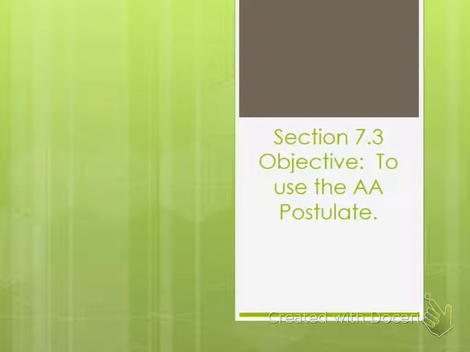So far we've talked about similarity with polygons. We had to know two things. We had to know that all of the corresponding angles were congruent and that all of the corresponding sides were proportional. Now we're going to learn some shortcuts. So today we're going to talk about the angle-angle postulate, a shortcut to knowing that two triangles are similar.